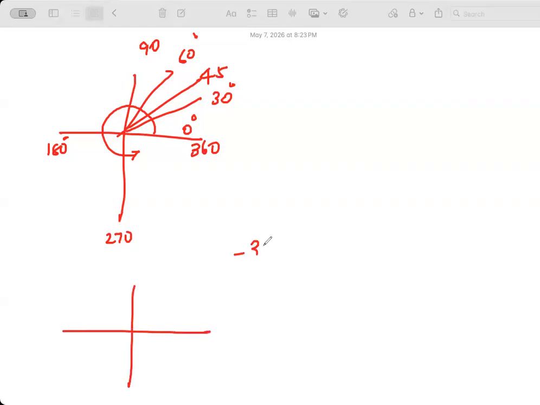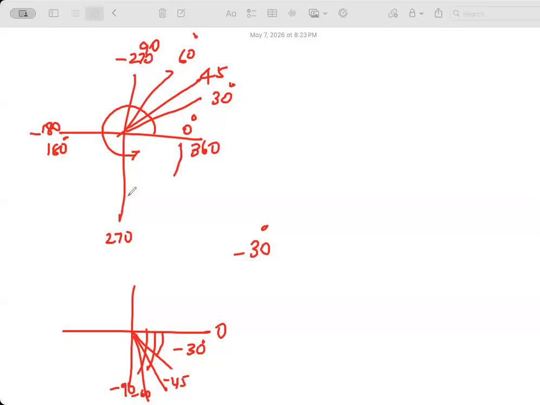Then what is this, minus 30 degrees? Who can tell me what is minus 30 degrees? In which quadrant is minus 30 degrees? Fourth. Yep. So this is minus 30 degrees. Then this is minus 45 degrees. Then this is minus 60 degrees. This is minus 90. So this will be minus 180. This will be minus 270. Do you get it? So how do you get those negative angles?